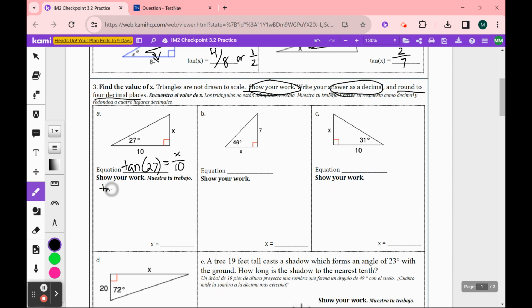Okay, tan of 27 over 1 equals x over 10. I'm setting it up as a proportion. I have 10 times tan of 27 equals x, and I don't have to really do much else. Let me just throw this in the calculator.